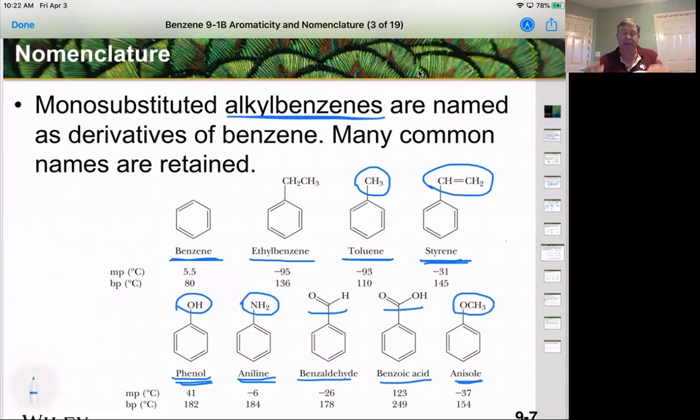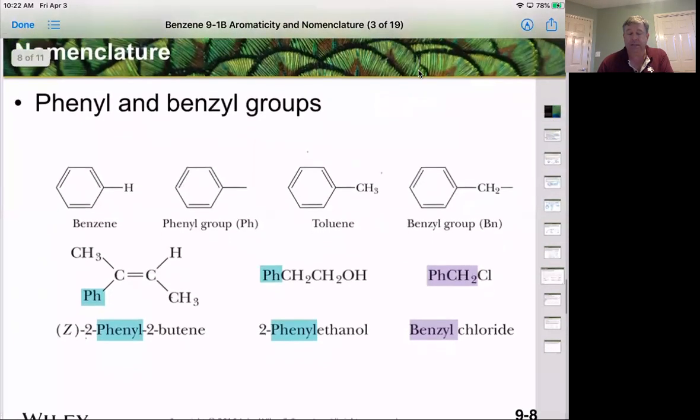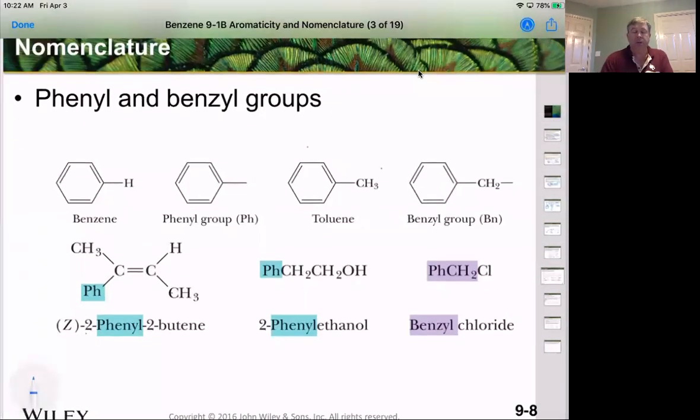And so if we have any of these groups in our system, those common names become the parent for any other naming of an organic compound we have, okay? So let's continue on with nomenclature. If you have benzene itself, it's called benzene, but if you have something bonded to where one of the hydrogens is right here, we now call it the phenyl group, okay?